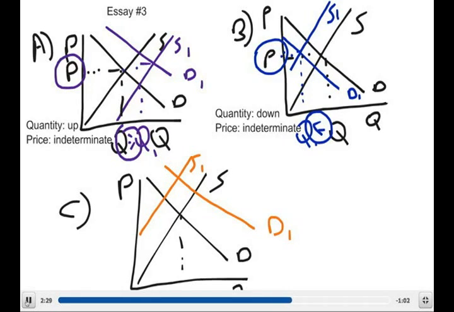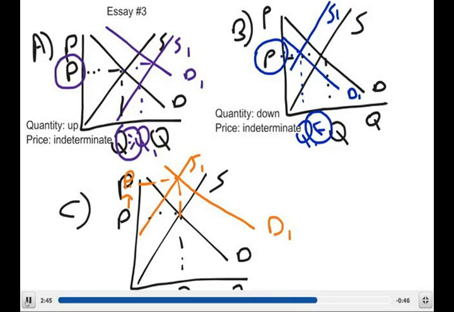And then let's find the new price. The new price is way up here. And the quantity, though, looks to be about the same. So again, for sure, we can say that price went up and the quantity is indeterminate.